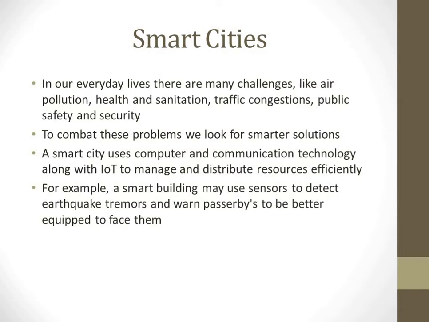A smart city uses computer and communication technology alongside IoT, also called the Internet of Things, to manage and distribute resources efficiently and more equitably. For example, there can be a smart building which may use sensors to detect earthquake tremors and warn passersby to be better equipped to face them. So it has a lot of advantages.